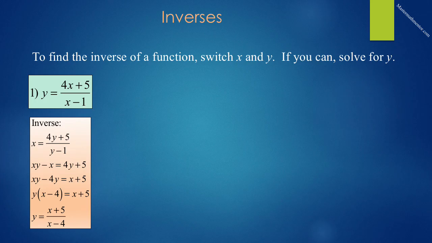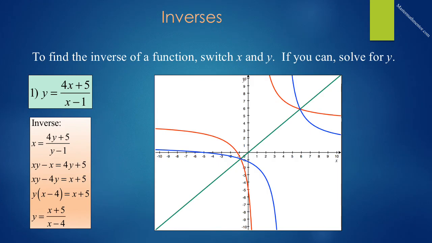Factoring, we get y quantity x minus 4 equals x plus 5, and therefore y is equal to x plus 5 divided by x minus 4. That is the inverse. The graph shows the function y equals 4x plus 5 over x minus 1 in red.